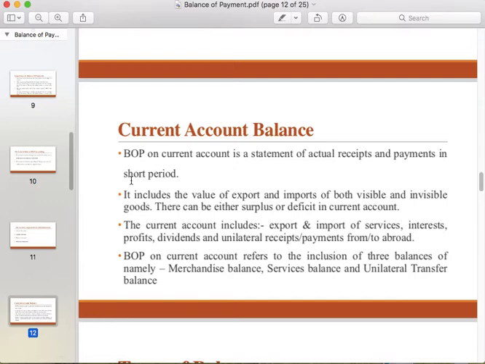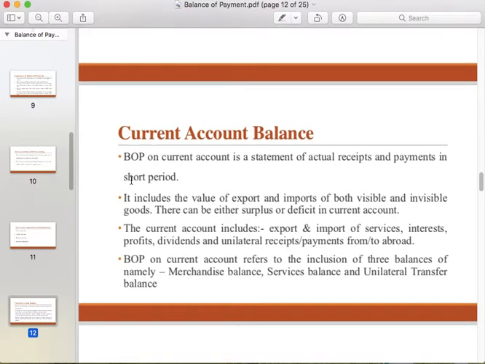It also includes export and import of services, interests, profits, dividends, unilateral receipts, and payments from or to abroad. So whatever is going out of your country and whatever is coming into your country, all that record will be kept in your current account balance. Now, what does that mean? BOP on current account refers to the inclusion of three balances.